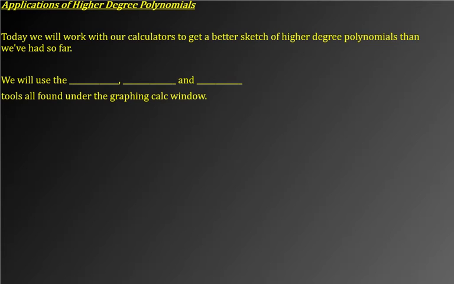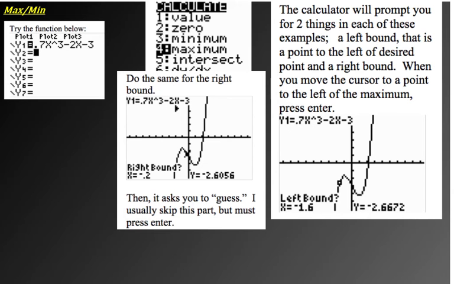All right, so basically the assignment that you're going to be working on for next time is really just one where you're going to have all these applications of higher order polynomials, and all of them basically you need to use your calculator in some way. So all these questions basically use the max, min, and 0 buttons that are all found under that graphing calc window. And just as a quick review, this is what it kind of looks like.